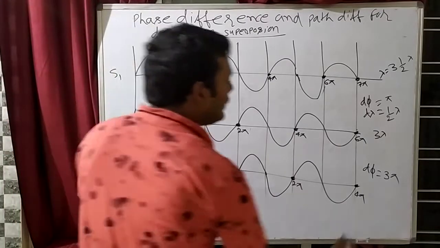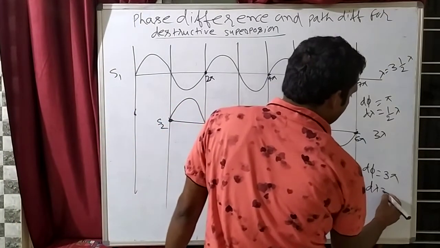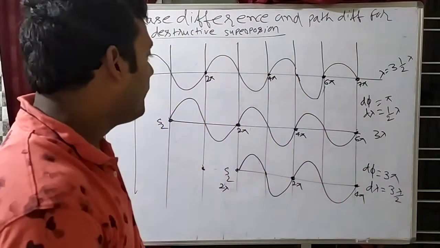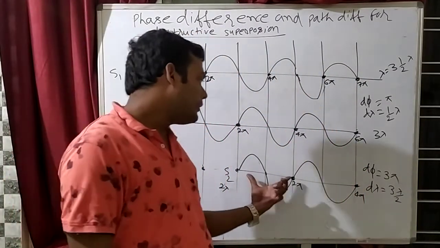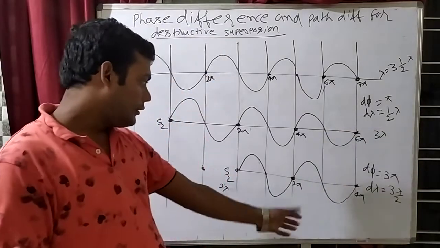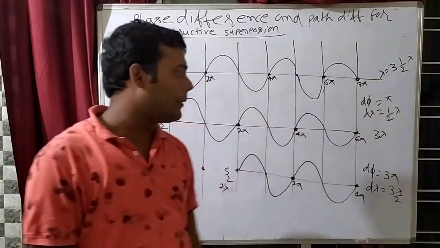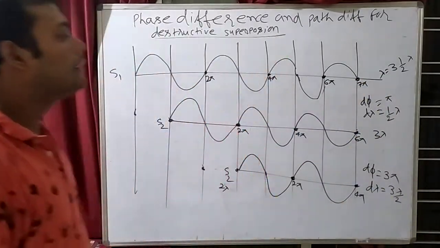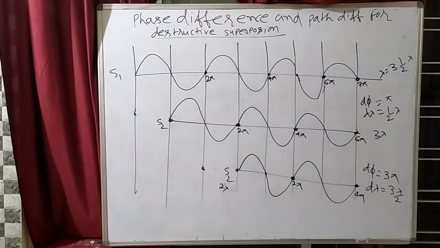This will be d lambda is equal to 3 lambda by 2, because this is how much? Lambda, 2 lambda, and this is how much? 3.5 lambda. If you check the difference between both, this will become 3 lambda by 2. Now we can make the condition for it.